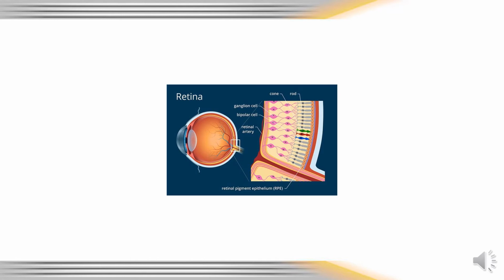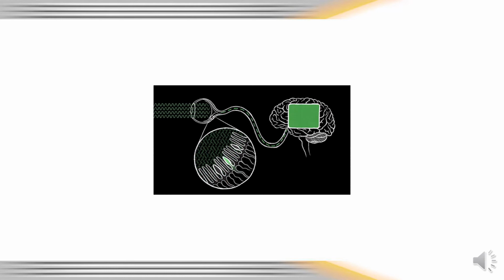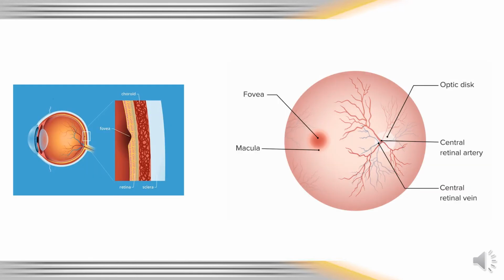This is a cross-sectional anatomy of the retina. The retina is responsible for transformation of light energy into electrical energy that is transmitted from the eyeball into the brain across the visual pathway. This is a correlation of the cross-sectional anatomy of the eye with the ophthalmoscopic anatomy as it appears through the ophthalmoscope.